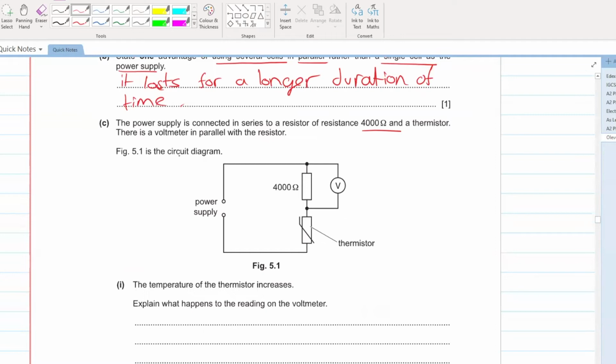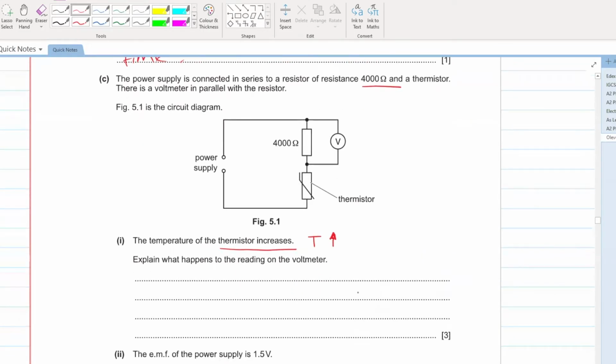ohms and a thermistor. There is a voltmeter connected in parallel with the resistor. Figure 5.1 is the circuit diagram. The temperature of the thermistor is increased. Explain what happens to the reading on the voltmeter. What will happen to the reading on the voltmeter when your thermistor temperature increases?